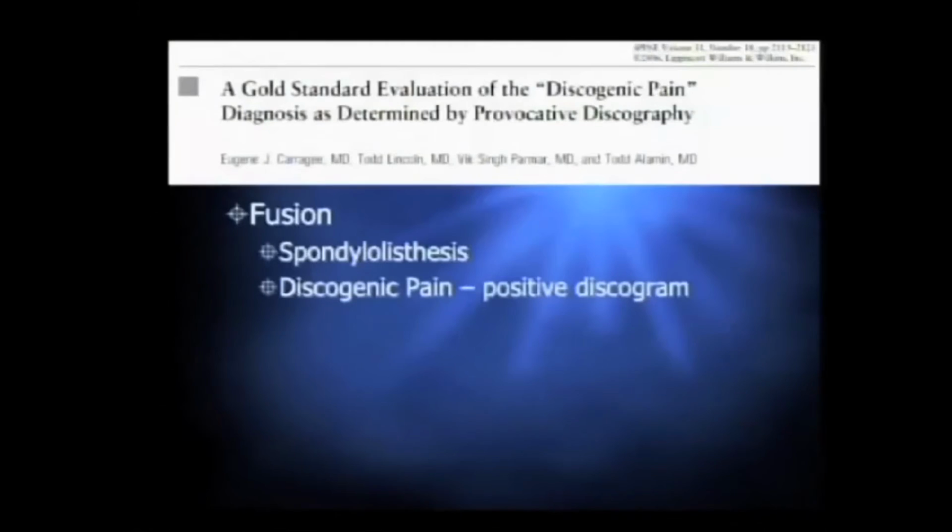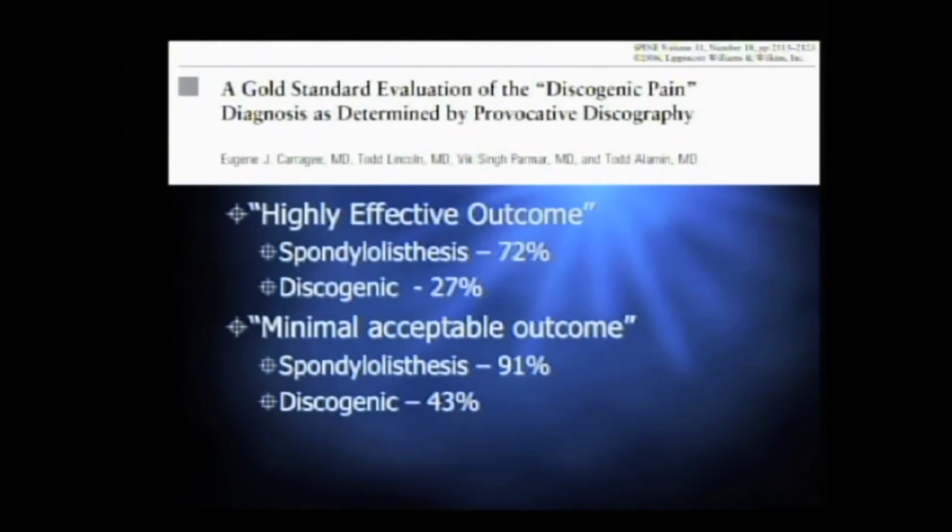And finally, looking at fusion as an outcome, this is a study in 2006, a gold standard evaluation of the discogenic pain diagnosis as determined by provocative discography. They looked at 2 fusion patient populations, those who are fused for spondylolisthesis, which is essentially universally agreed upon indication for fusion, and those who are fused for discogenic pain as diagnosed by a positive discogram. And one thing I like about this study is they don't present one outcome, they present a whole spectrum of outcomes, meaning they have their highly effective outcomes, which are strict criteria, ODI scores of a certain amount, VAS scores of a certain amount, and they have their minimally clinically acceptable outcome.